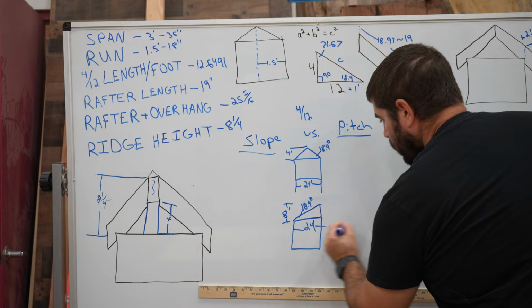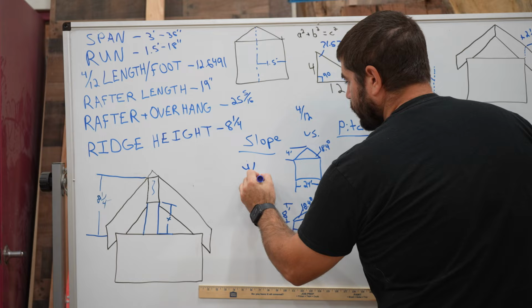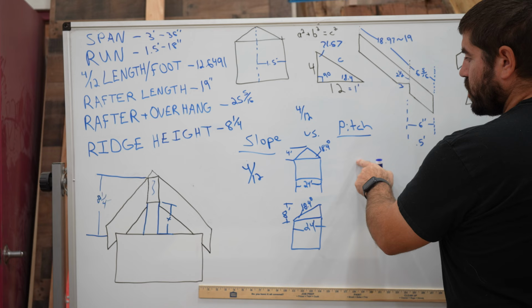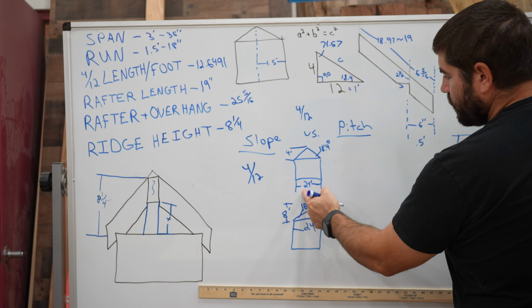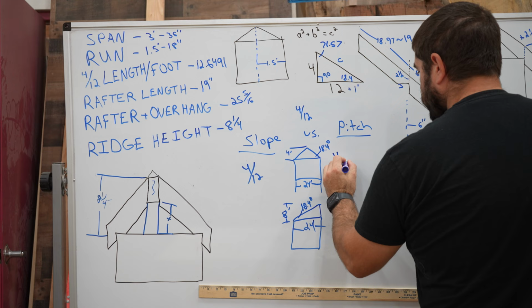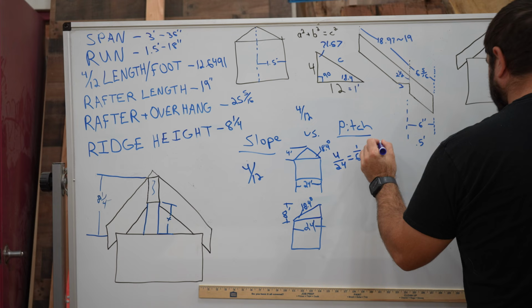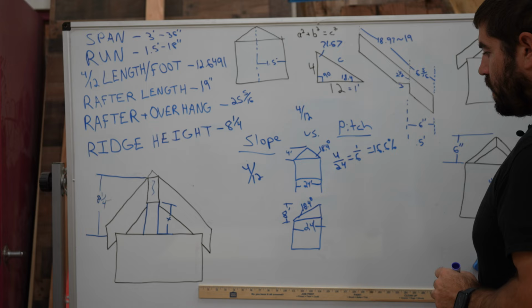So this one's going to have a slope of 4/12, and slope is the rise over run, and the pitch is actually a percentage derived from the total height divided by the total span. So this is 4/24, or 1/6, which equals about 16%.